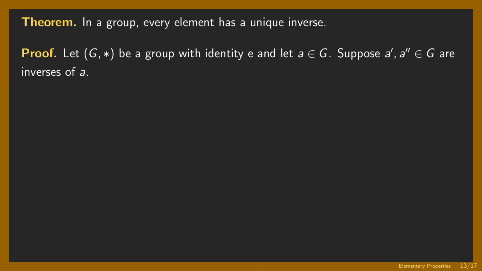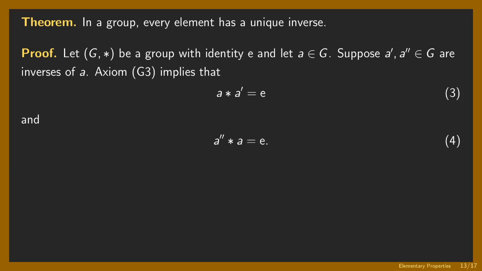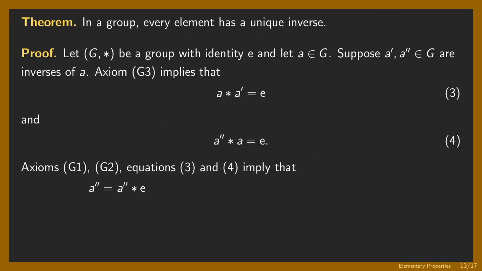What do we mean by inverses? It means that if these elements get multiplied to A, we get the identity. Hence, we have the following. Right? Also, we have this, because these are inverses of A. Now, these equations, together with axioms G1 and G2, will give us the following. Look at A double prime. Because E is the identity, A double prime times E is A double prime.